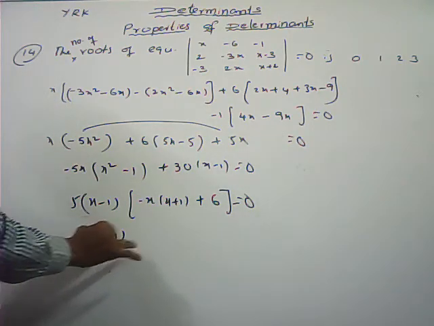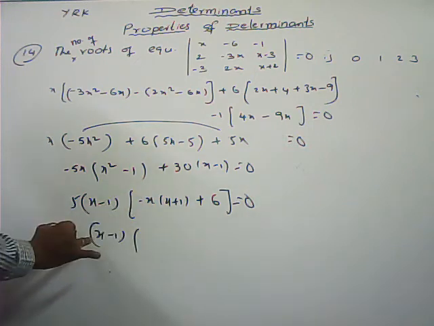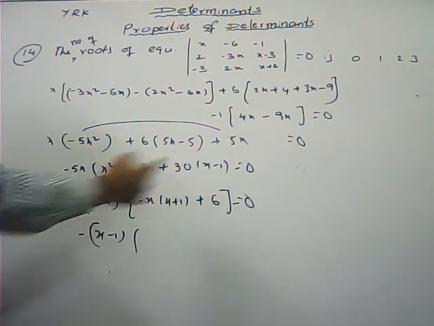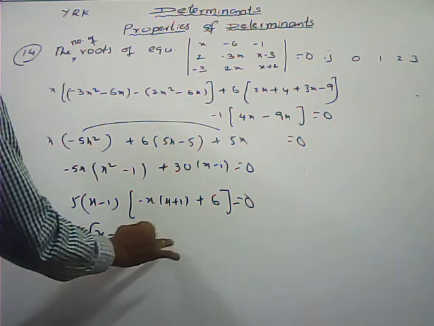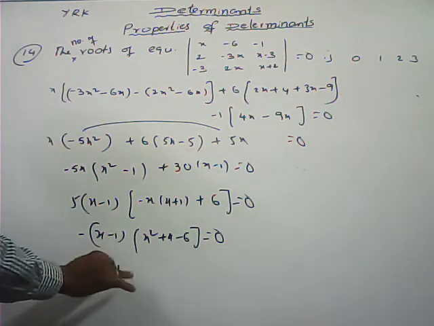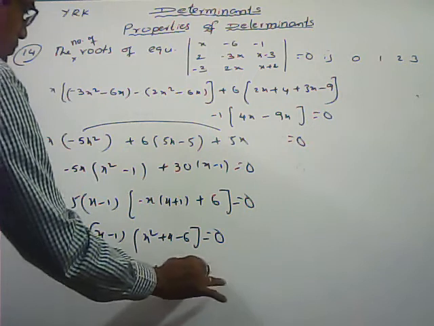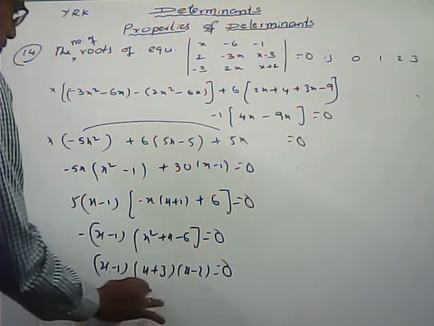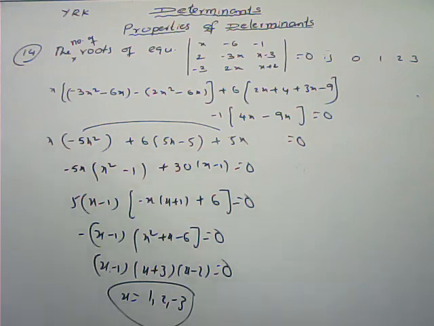So x minus 1 into, here also I am taking minus common. 5 you can transpose that side, 0 by 5, 0 only. If I take minus common, x square plus x minus 6, that is equal to 0. x minus 1 into x plus 3 into x minus 2, that is equal to 0. So x equals 1, 2, minus 3. So how many roots are we getting here? The number of roots of that equation, 3 are there. So the last option.